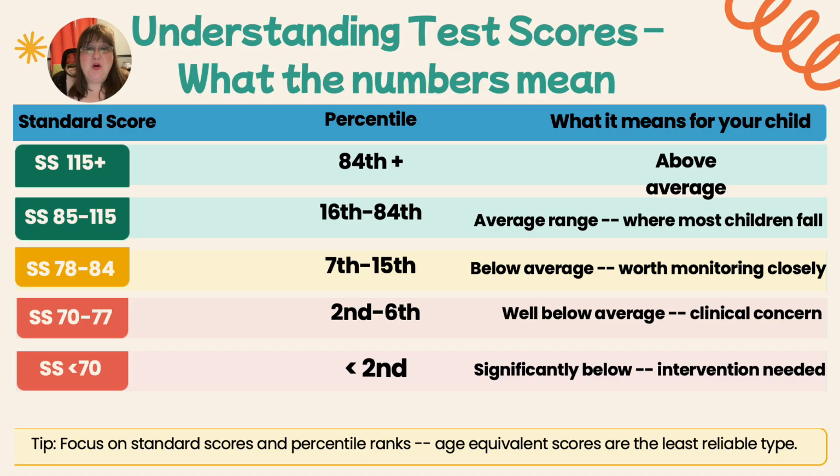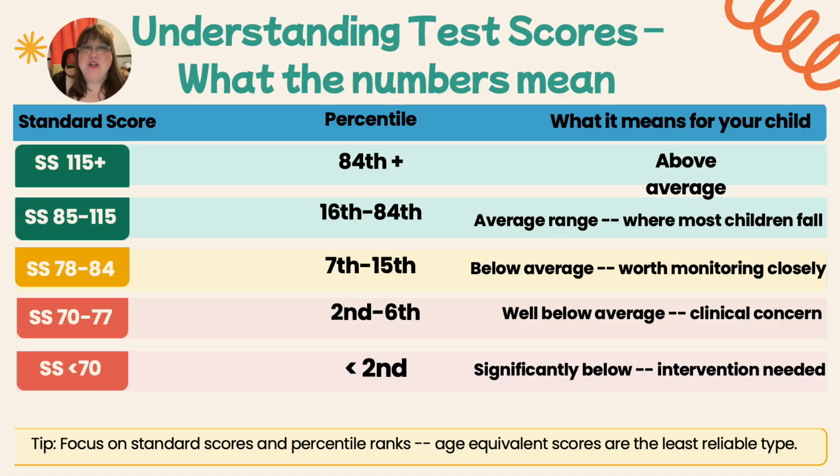Percentile ranks, this part in the middle, tells you how your child performed compared to peers. A percentile rank of 50 means your child performed as well or better than 50% of same-age peers. A rank of 10 means they performed better than only 10%.